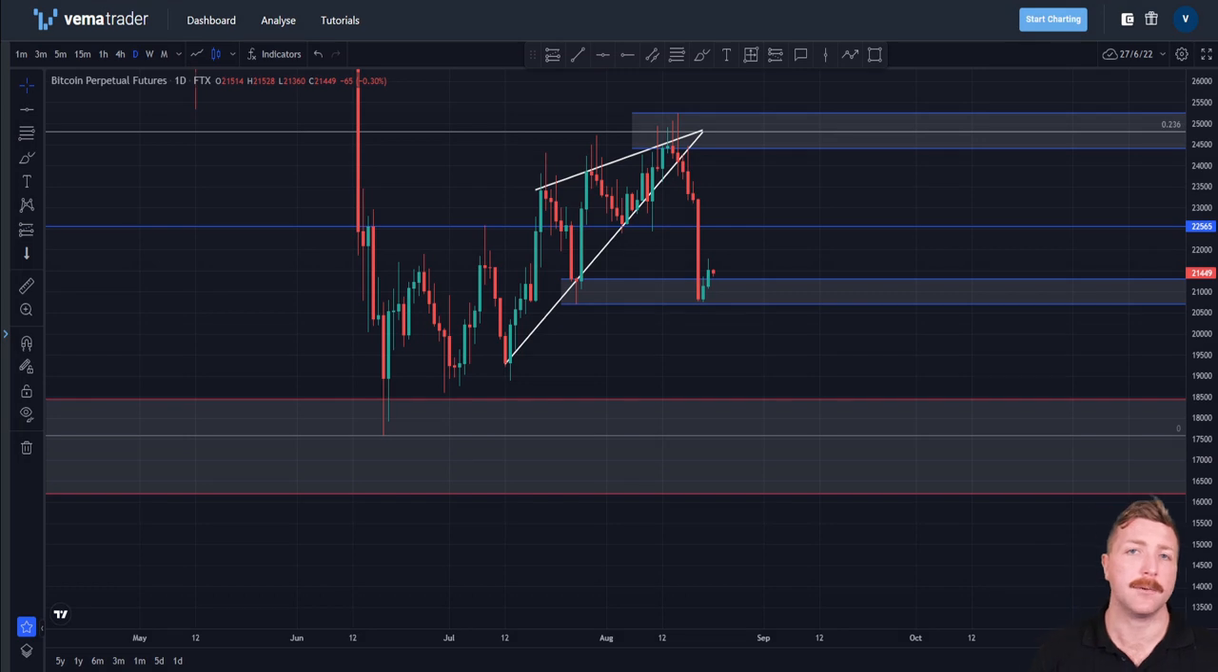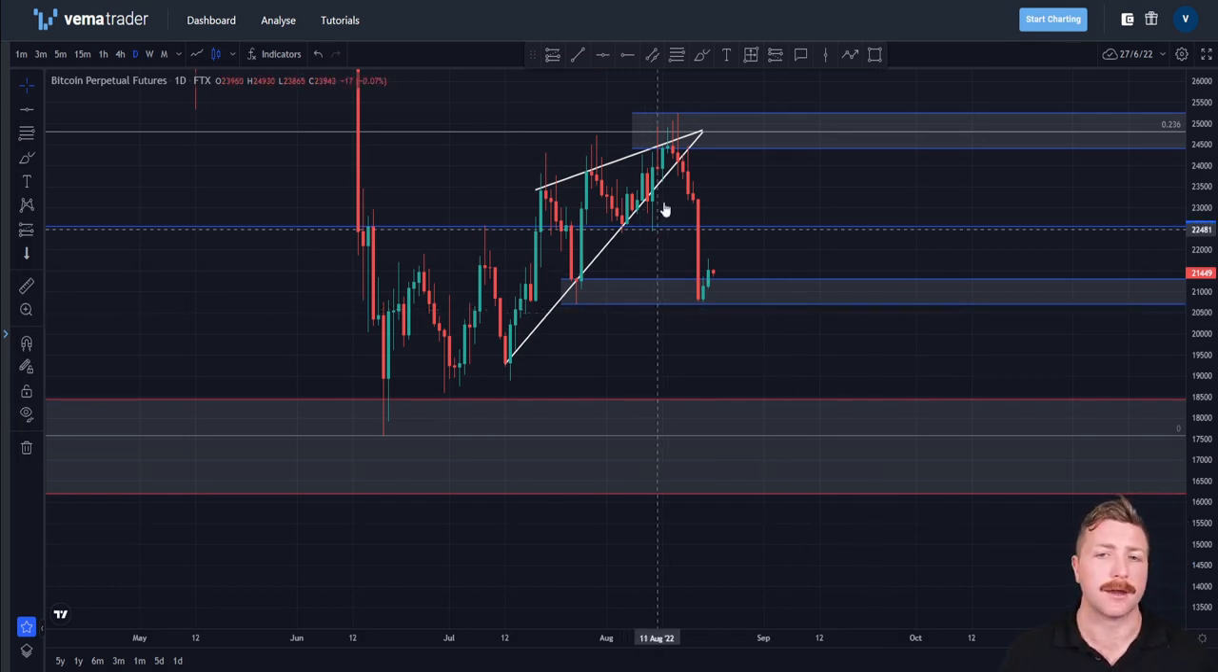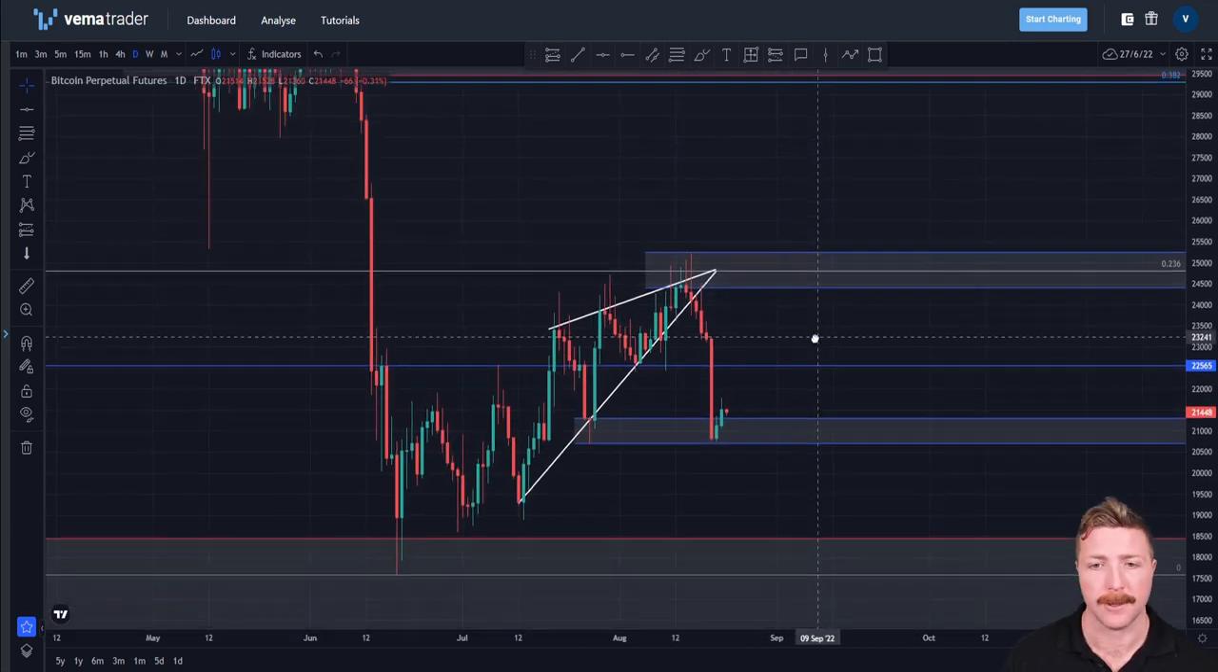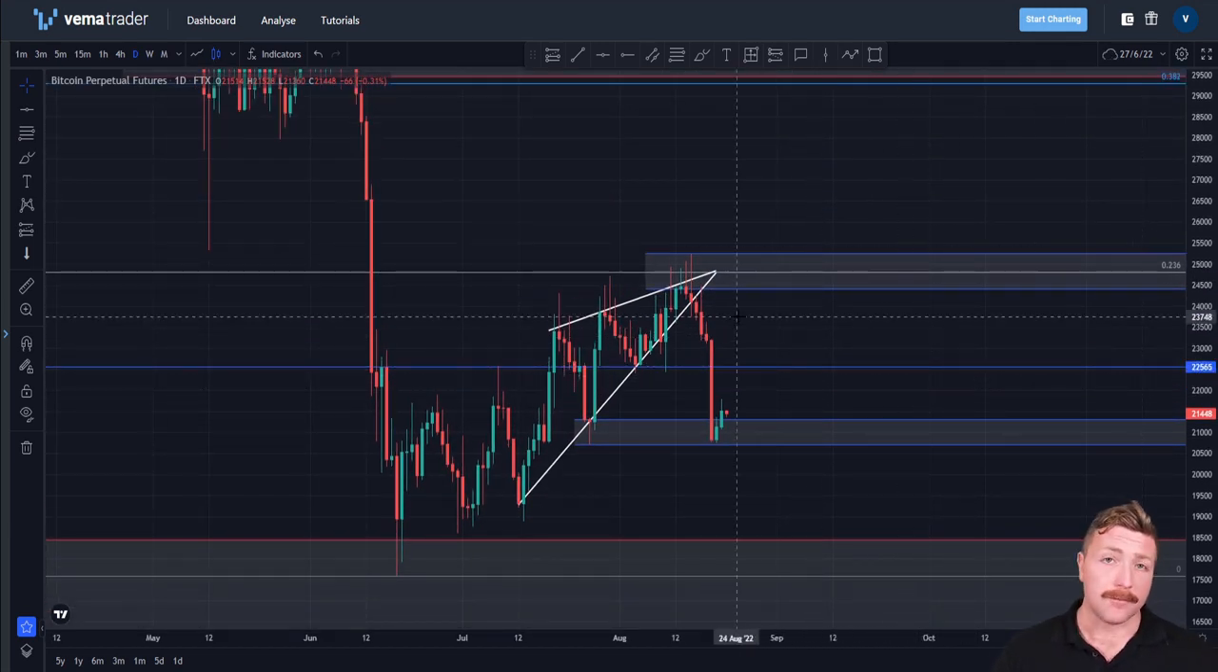When we get down to the daily, we can see we had an absolutely beautiful breakdown of that ascending wedge that we were talking about last week. So that's a bad sign for Bitcoin.